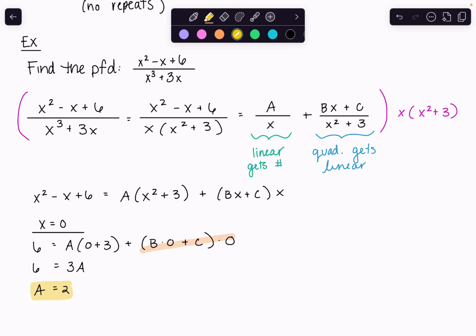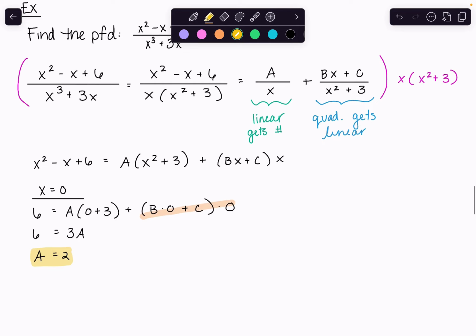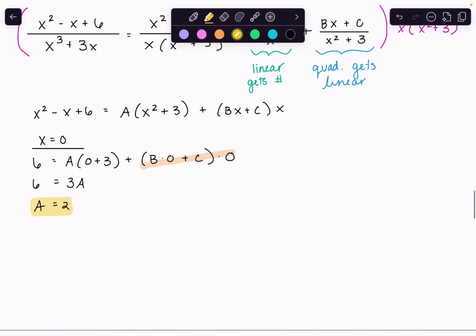And now again, I can totally go through and I can plug in a different value of x, say 1 and then 2, and get that system of equations. But my other method is going to be to match my coefficients. So I want to get some practice with that, okay? So going back up here, I know x squared minus x plus 6 is going to equal a, which I now know is 2.